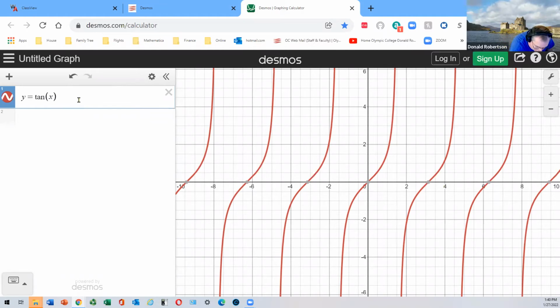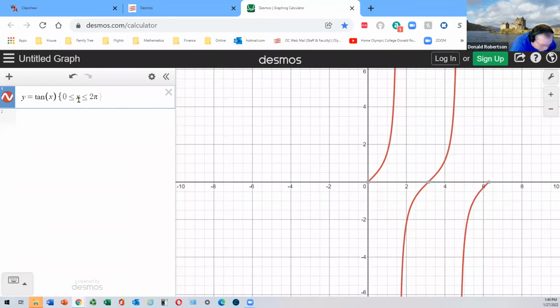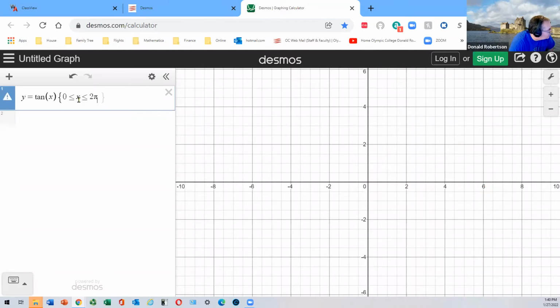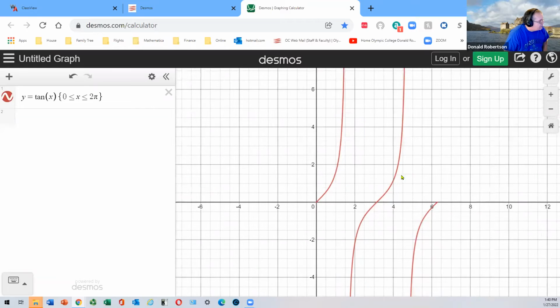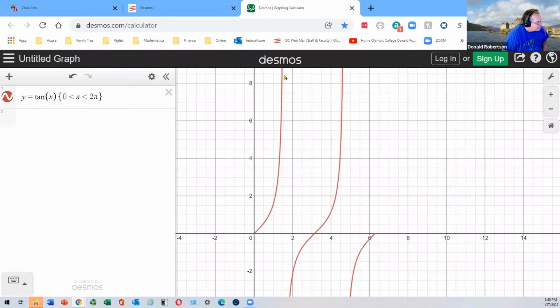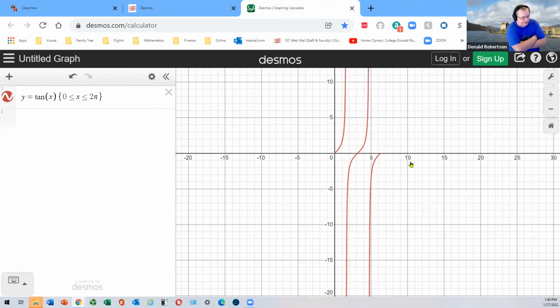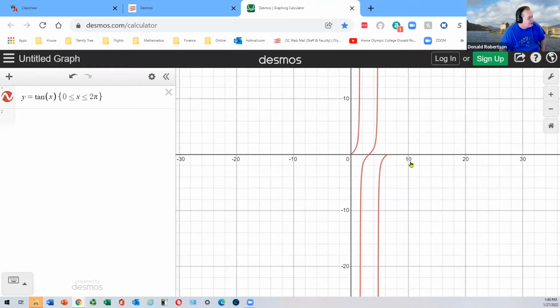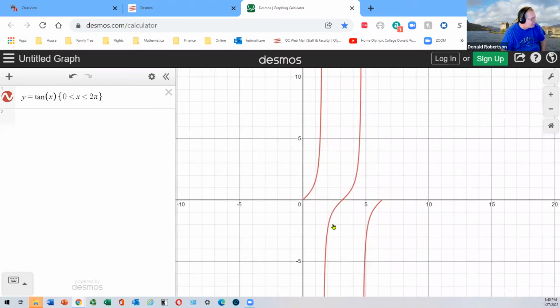Now I'm going to restrict it. I'm going to do 0 less than or equal to x less than or equal to 2 pi. Do you see this function has a vertical asymptote? If I shrink it there, do you see the vertical asymptote? It's a little bit clearer, right? There's one here, and there's another one here. If you zoom in, it's roughly about here.